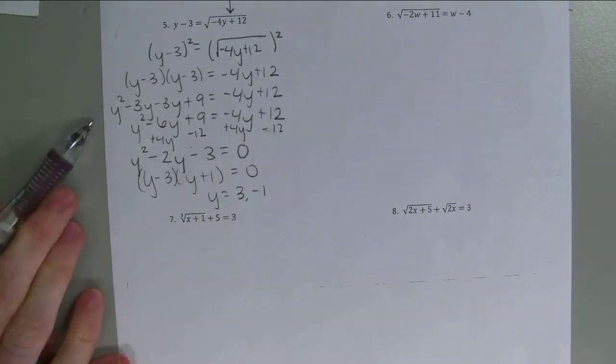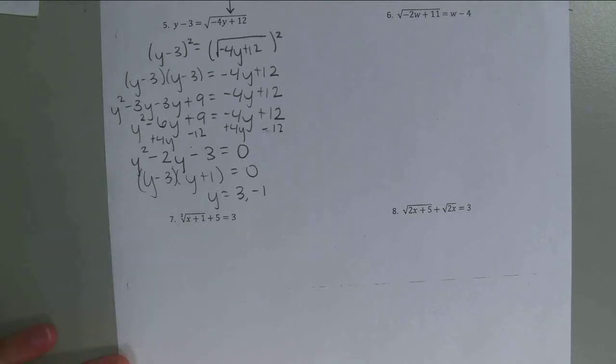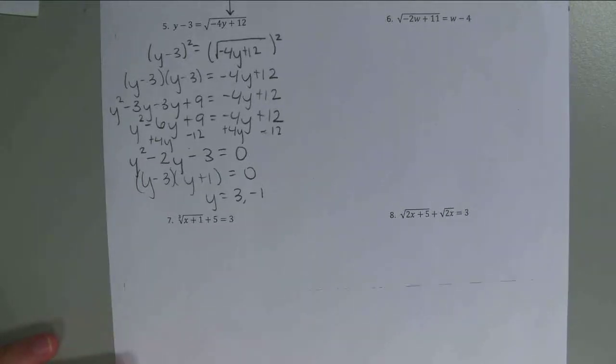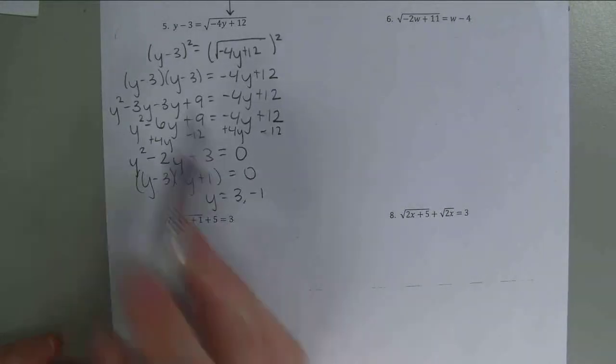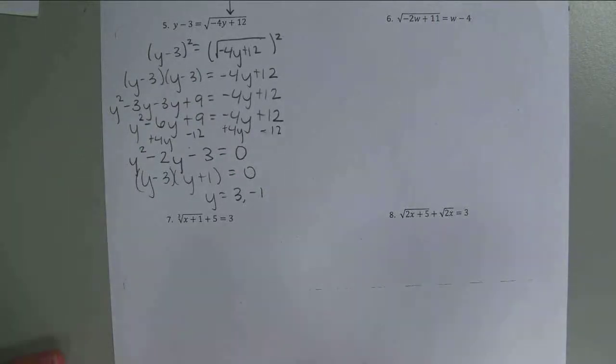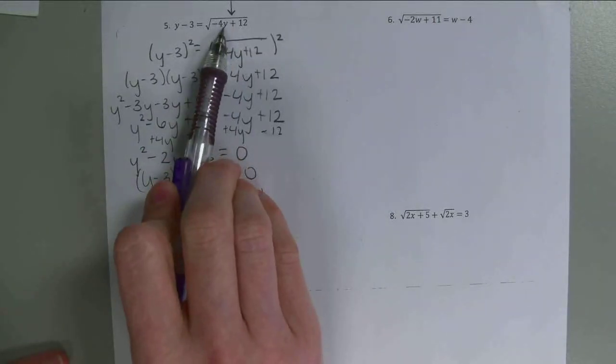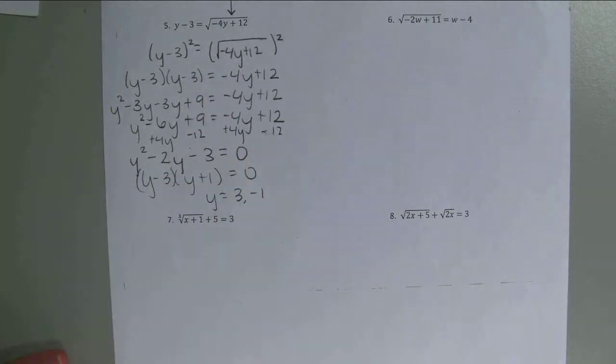Usually when a quadratic pops out, guys, and you come up with two answers, this is usually when one will work and one won't. So it's very important to check them, okay? So over here, let's try 3. On the left side, what do you get? What's 3 minus 3? 0. On the right side, what's negative 4 times 3? Negative 12. What's negative 12 plus 12? 0. What's the square root of 0? 0. 0 equals 0. So 3 works.